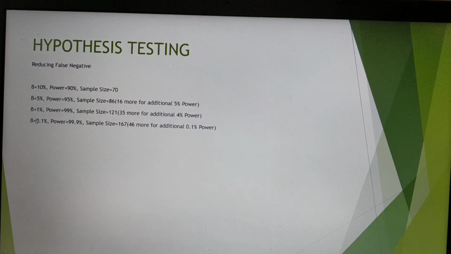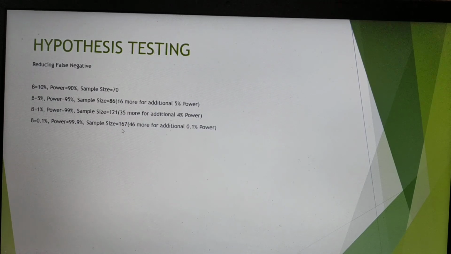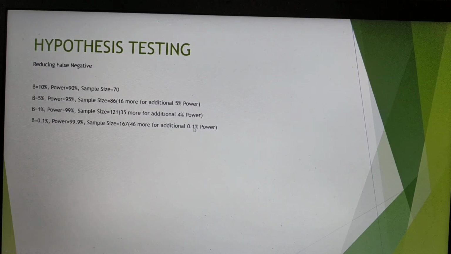So, and now we'll go for beta is equal to 0.1%. So power of the test would be 99.9%. The sample size increases to 167, which is 46 additional readings required for 0.9. I think it should be 0.9 over here. Instead of 0.1, it should be 0.9% of power.